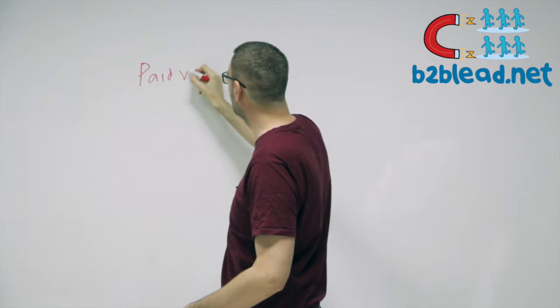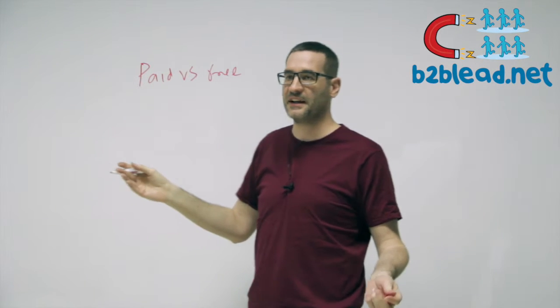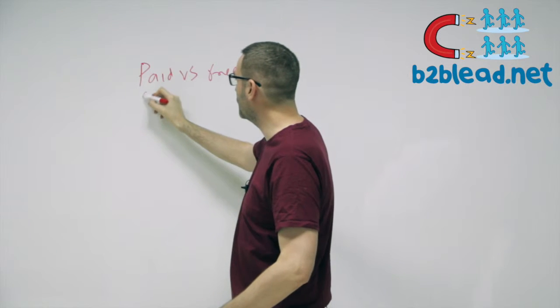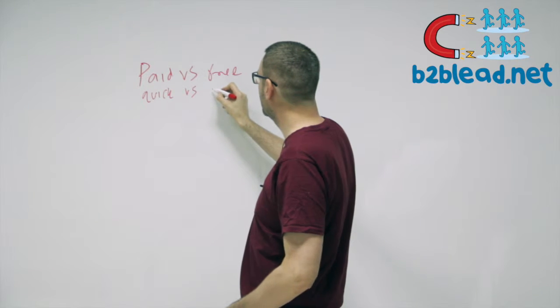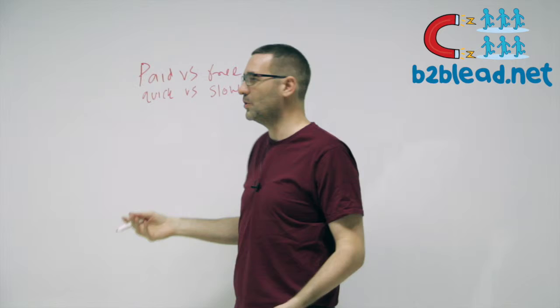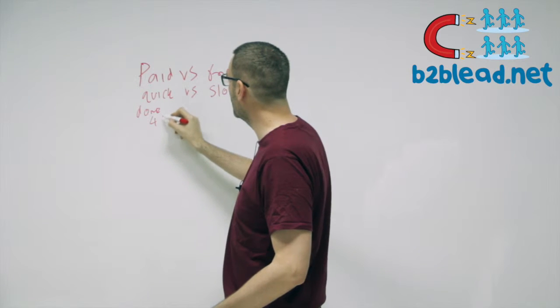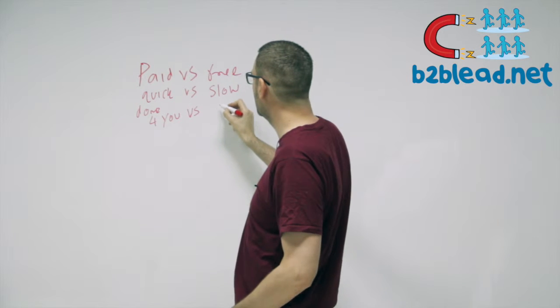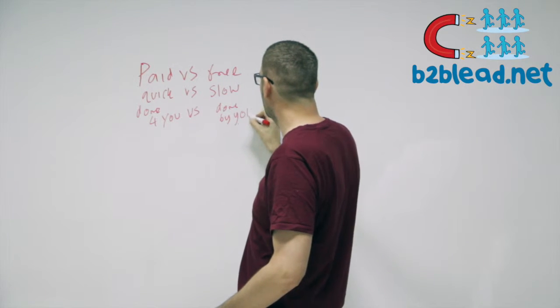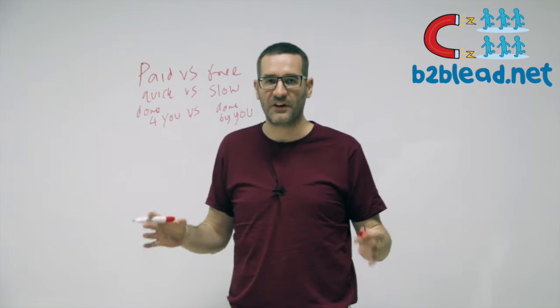So I'm going to try and condense the anatomy of lead generation into 10 minutes, so I'm going to burn through it really quickly. Okay, so you've got different types of lead generation. You've got paid versus free, which is basically quick versus slow, or done for you versus done by you. Okay, so that pretty much explains itself anyway.